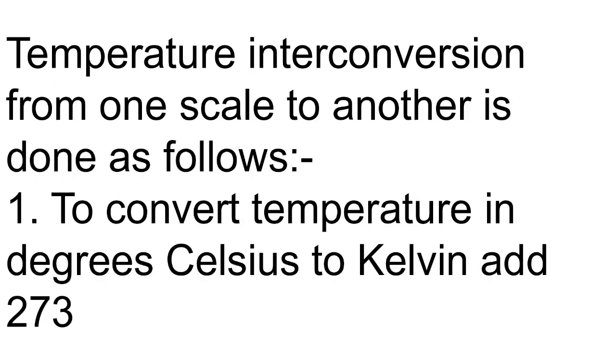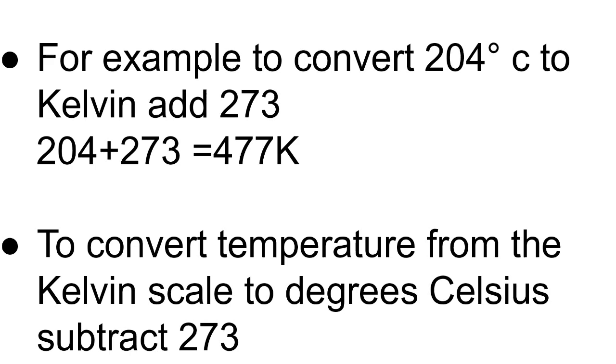Now, temperature interconversion from one scale to another is done as follows. In order to convert temperature in degrees Celsius to Kelvin, we normally add 273 to the temperature that is given in degrees Celsius. For example, to convert 204 degrees Celsius to Kelvin, we add 273, and we end up with 477 degrees Kelvin.